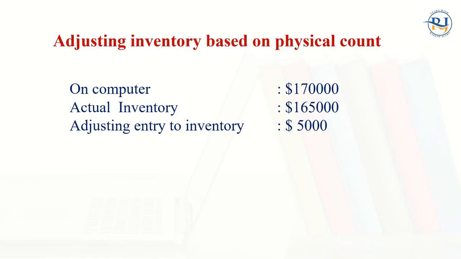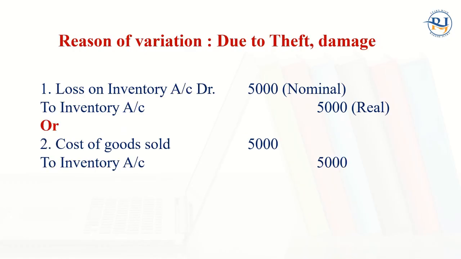At the end of the period, you find that on our computer system it shows $170,000 worth of inventory, but when you calculate it in the store, you find that $165,000 costing of inventory is available. It means there is a shortage of $5,000 that will be considered as expenses of the company. So the adjustment entry will be made like this.